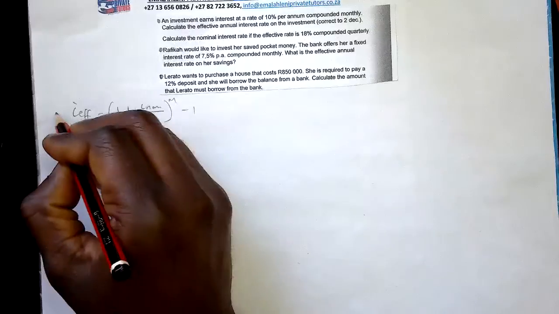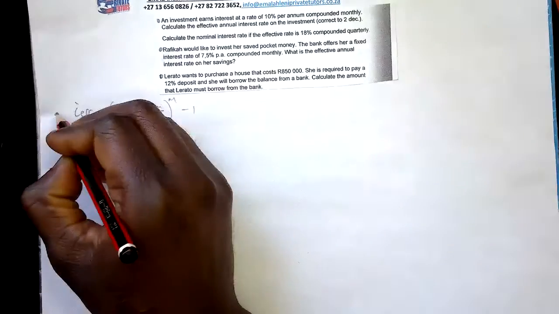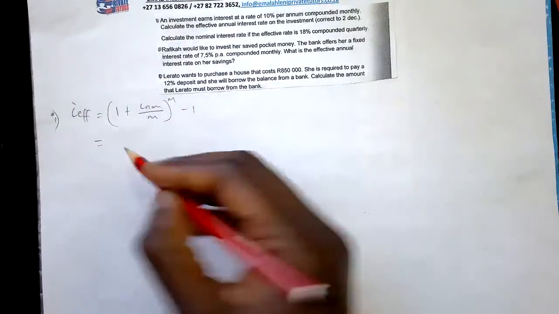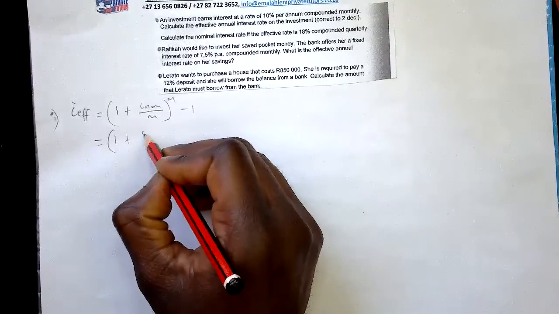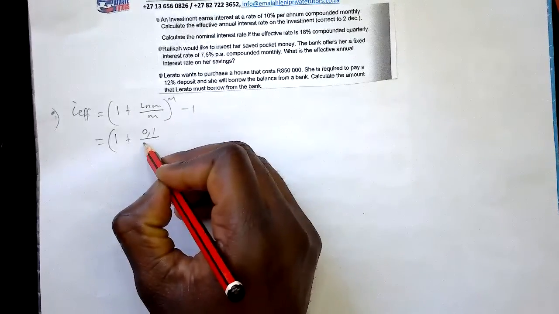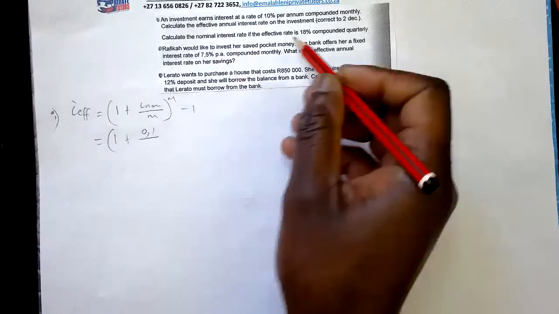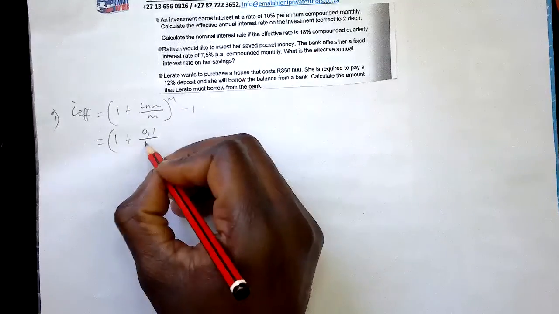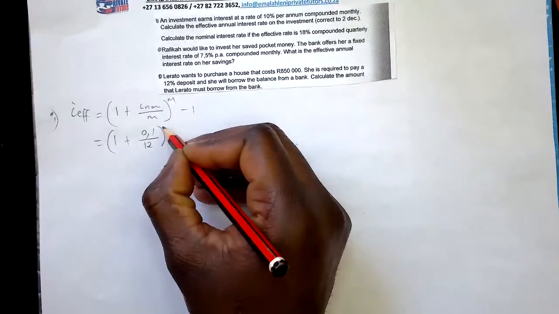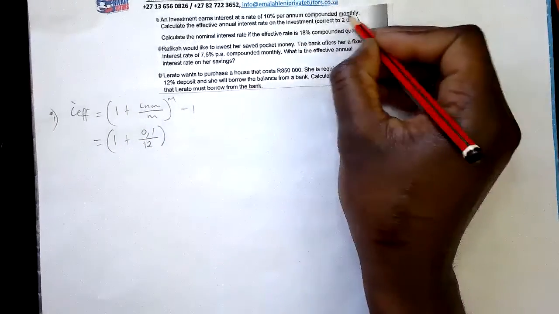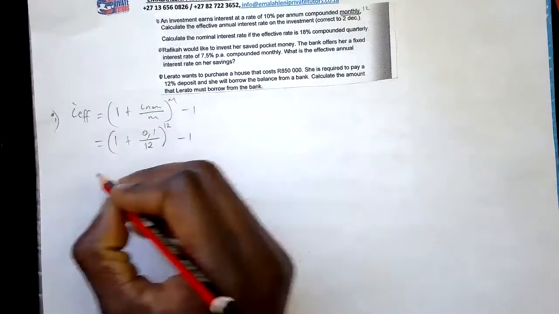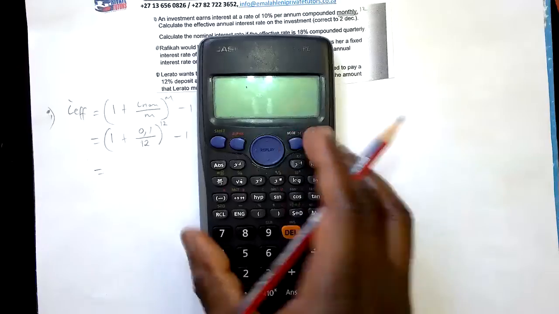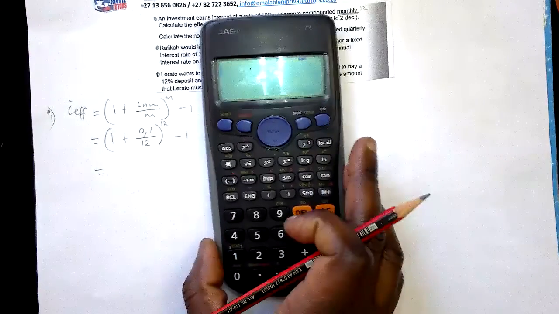So this one, we'll call it 1 plus I nominal, which is 0.1, which is 10%, over M. What is our M? Our M is 12, because 12 times a year, monthly. From the monthly here, we get 12, minus 1. What do we get there? We're going to punch this in the calculator. Let's see what we're going to get here.